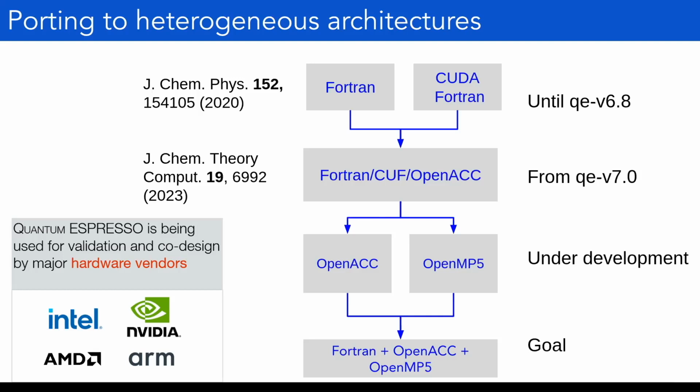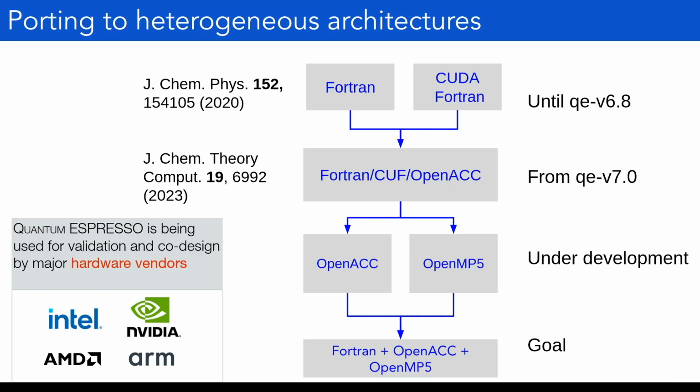More recently, we started also to develop another offloaded version of Quantum Espresso based on OpenMP5. And this is because there are other types of HPC machines that are based on other types of GPUs, mostly Intel and AMD. So, for example, Lumi is based on AMD, or Frontier is based on AMD. For those types of machines, we found that it was more efficient to use OpenMP5.